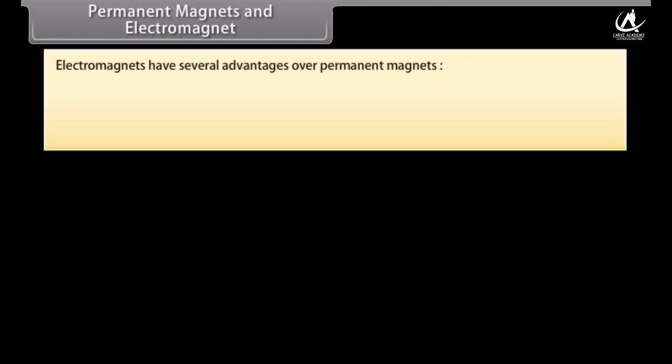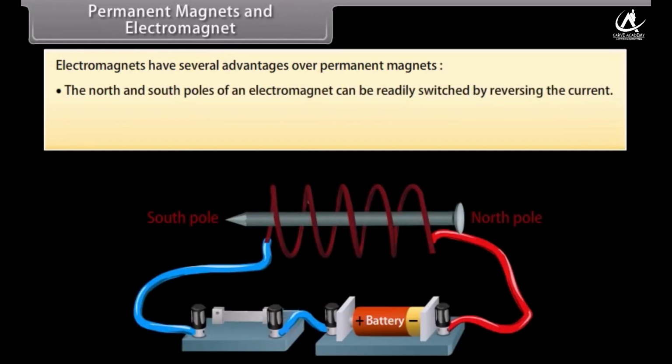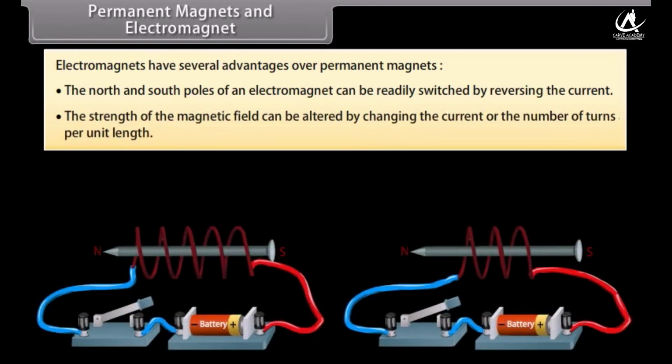Electromagnets have several advantages over permanent magnets. The north and south poles of an electromagnet can be readily switched by reversing the current. The strength of the magnetic field can be altered by changing the current or the number of turns per unit length.